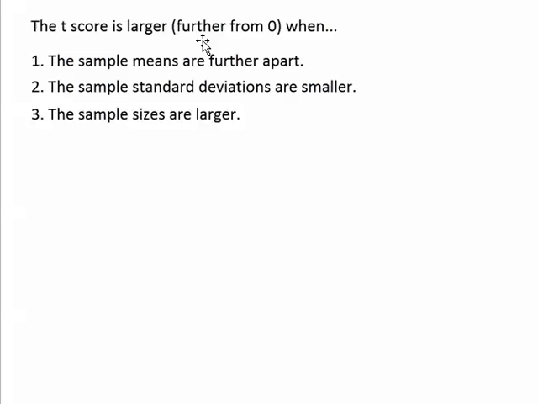But we also have to remember that if the sample means are equal, t will always be 0. So if the sample means are exactly equal, these last two things don't matter. t is always going to be 0.